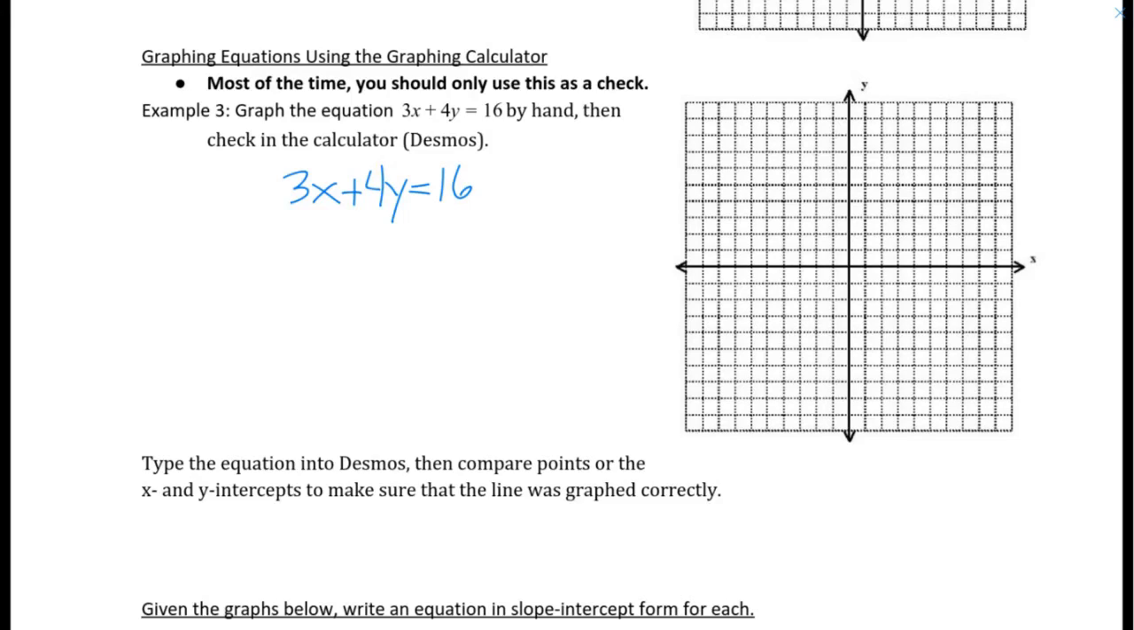If I want to solve this for y, probably my first logical step would be to get rid of my x term. So I'm going to go ahead and subtract 3x from both sides.